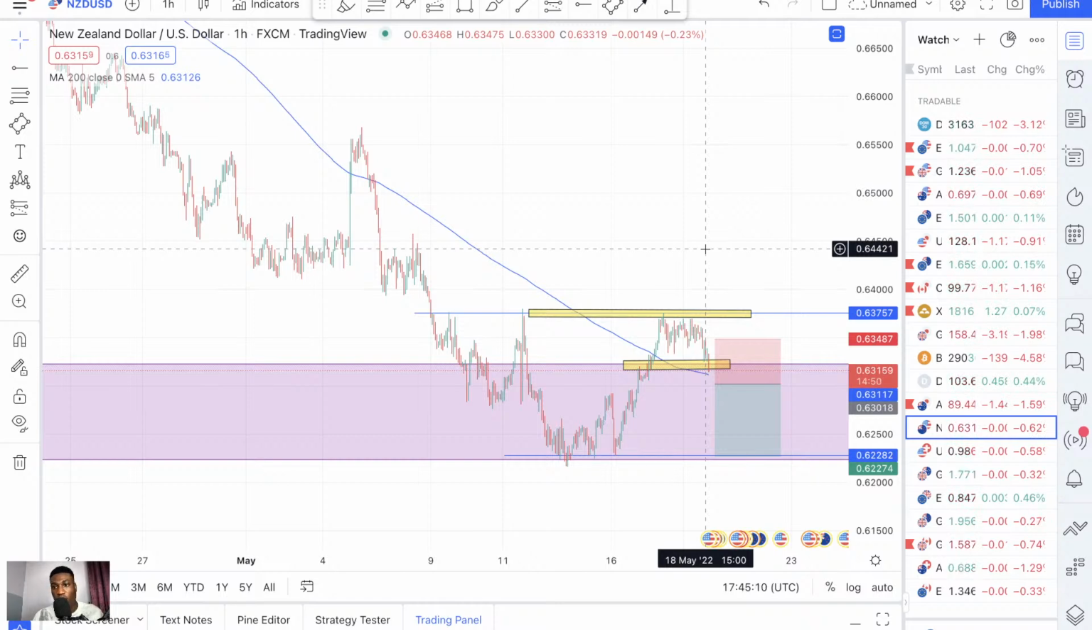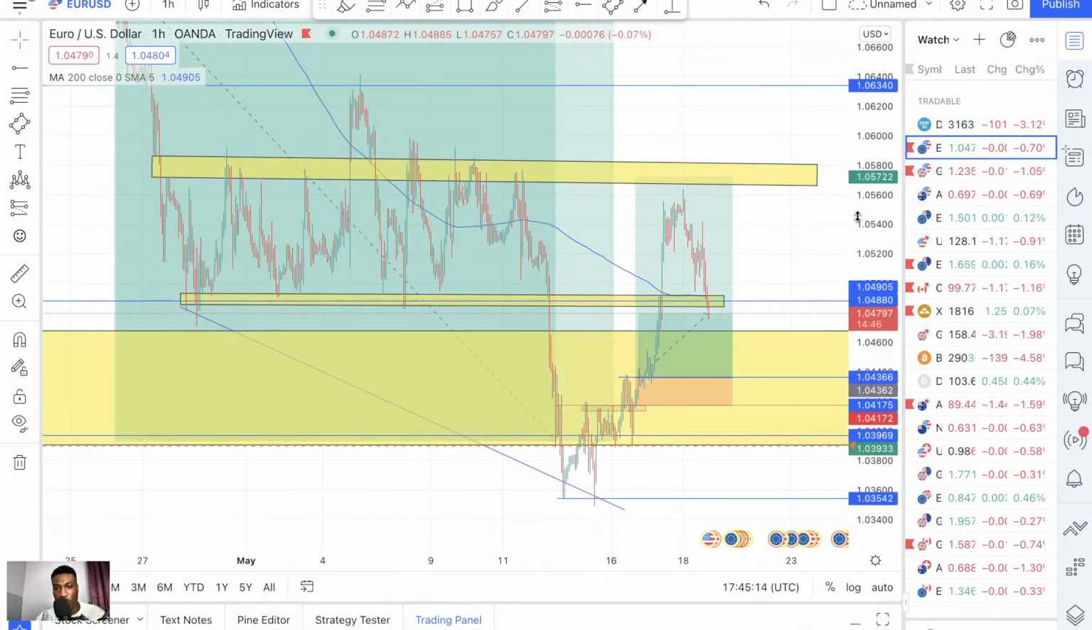Euro/USD, I analyzed Euro. That was the first pair I looked at today.